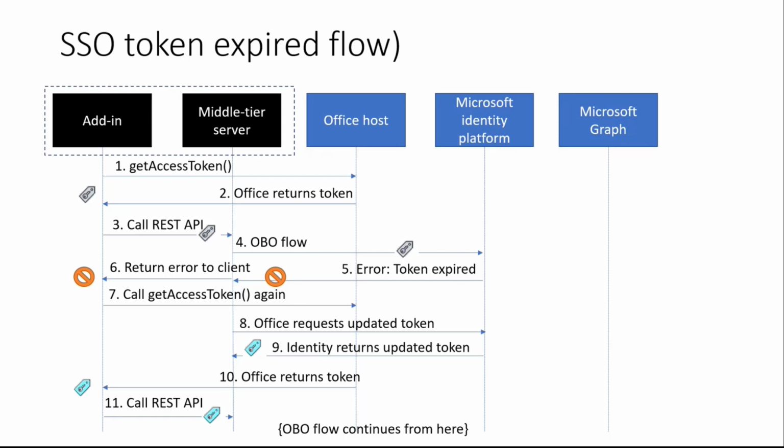So that's what the sample needs to handle. And the thing that we changed is in this OBO flow, the sample was returning that token to the client, at least on Node.js, which is not something you want to do. So let me share my desktop and walk through some of the code.